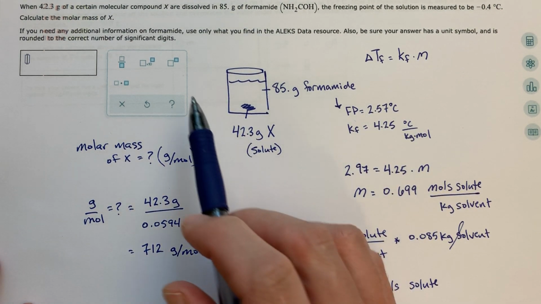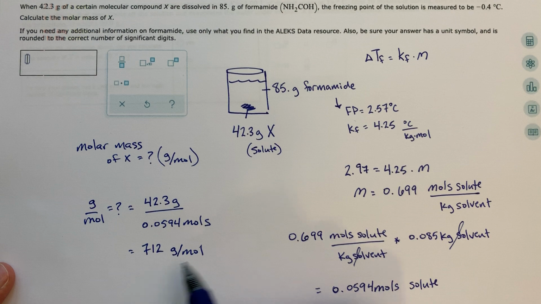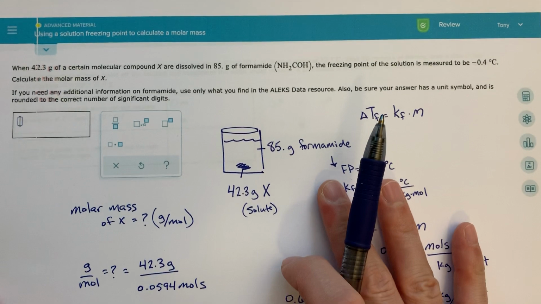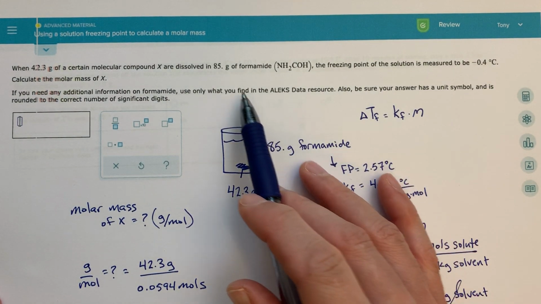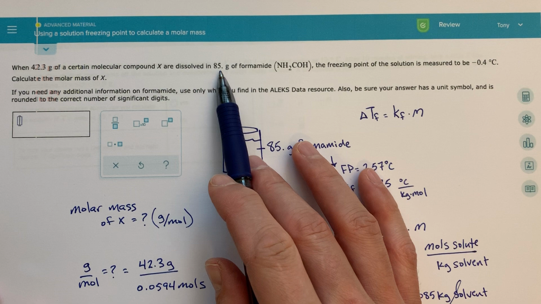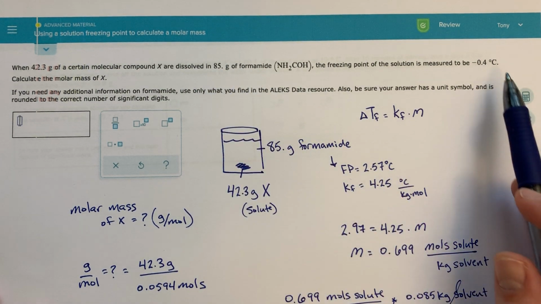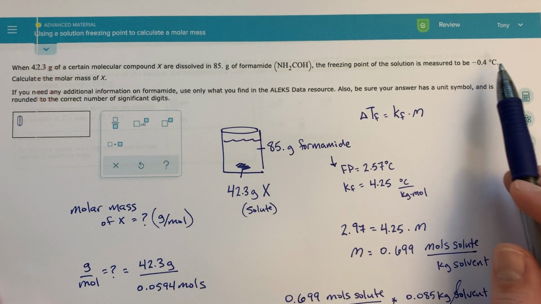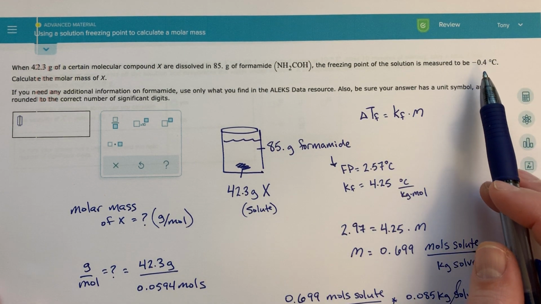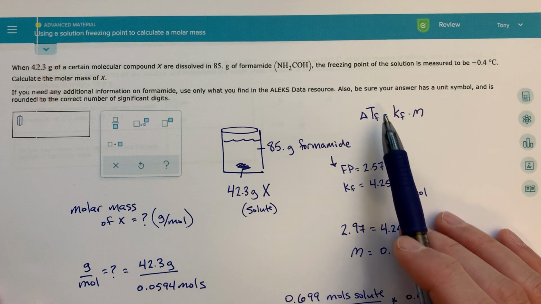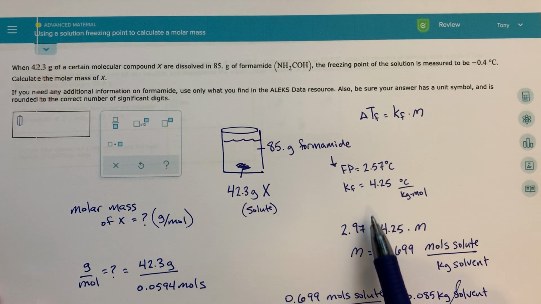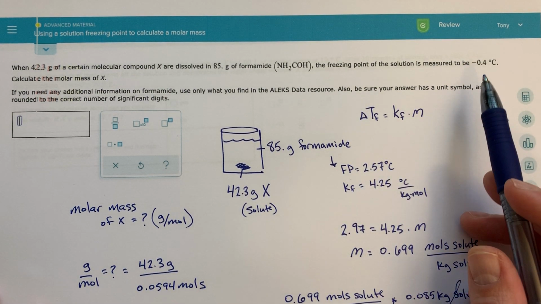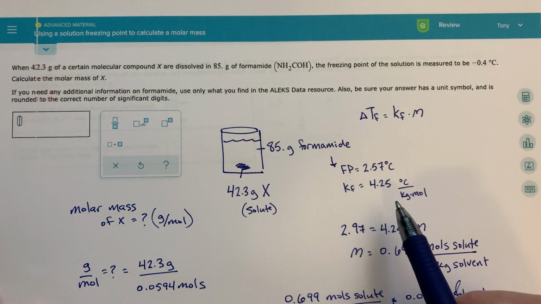Now, the last step here is to round this to the correct number of sig figs. So it's a little interesting conversation here. In this problem, what are the number of sig figs that are available? I've got 85 grams of formamide here. I've got minus 0.4 degrees Celsius here. And this minus 0.4 degrees only has one sig fig. But when I do the calculation to solve for my delta TF, because I'm adding and subtracting, what's more important is how many decimal places I have? So I'm going to actually end up with 2 sig figs.